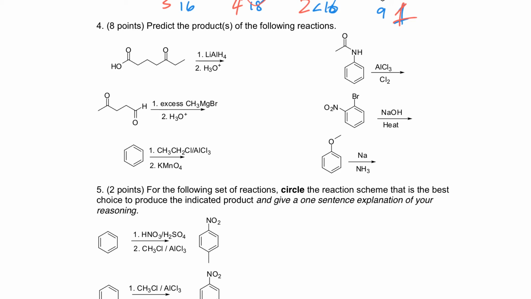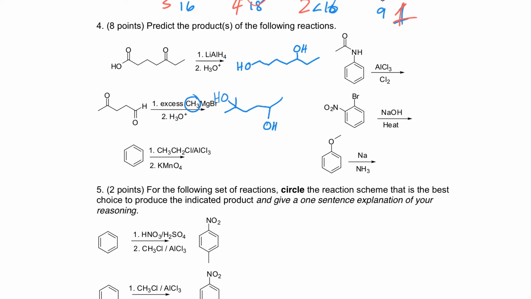Lithium aluminum hydride with any carbonyl species will totally reduce all of them. So we'll have 2 alcohols as the product here. Excess Grignard should add methyl groups to both carbonyls. So there I have another methyl group on each of those carbonyls.